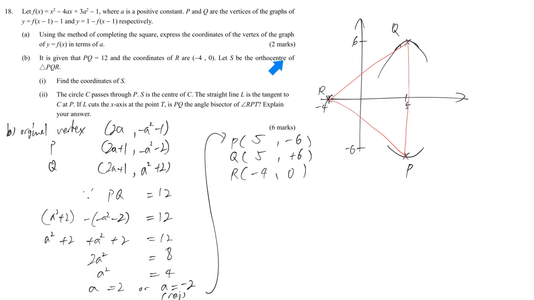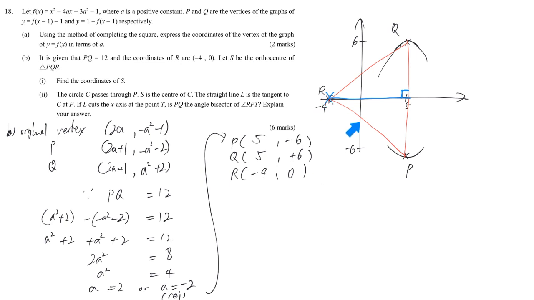What is the meaning of orthocenter? That means from any vertex, we draw a perpendicular line to the opposite side. So from point R, we draw a perpendicular line to QP. Just like what I mentioned, this is vertical, so this must be a horizontal line. So the x-axis is the perpendicular line from R to the opposite side already. Now we have two more lines, then we can find out the intercept. That means the orthocenter.